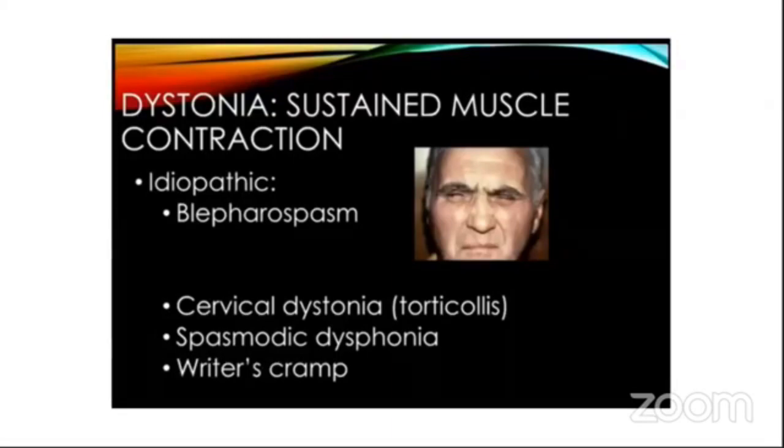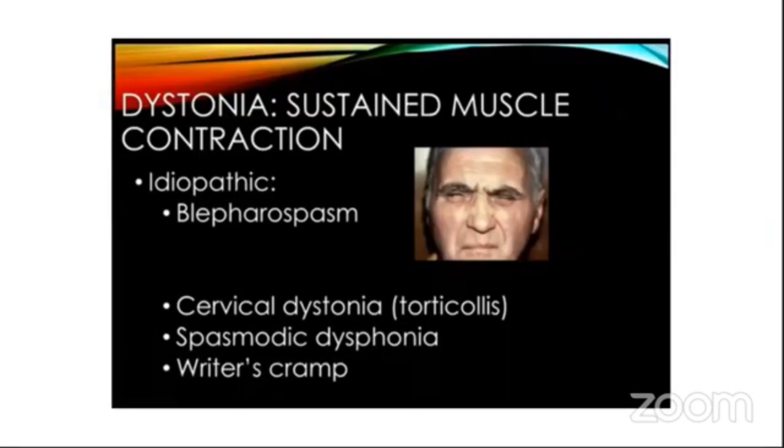Dystonia actually is divided into 4 categories. It may be primary, that is idiopathic. It may be some secondary cause of dystonia. There may be some genetic cause of dystonia.